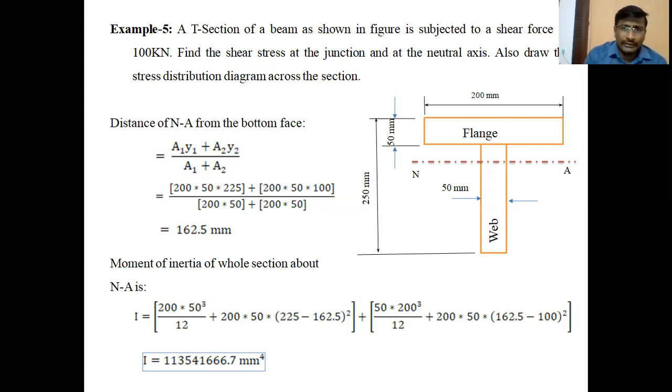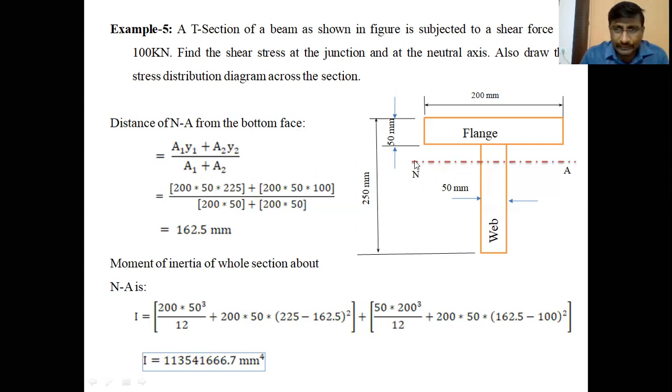So in this problem, we have to find the shear stress values at the junction. Means at the junction, we should find the shear stress in the flange at the junction and the shear stress in the web at the junction, because these are the meeting point. The shear stress values are different in the flange and the web at the junction, and the shear stress at the neutral axis. Okay, before proceeding with this problem, we should locate the neutral axis position. So, distance of the neutral axis from the bottom face.